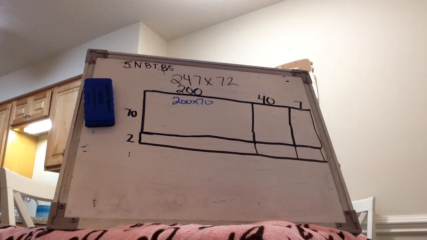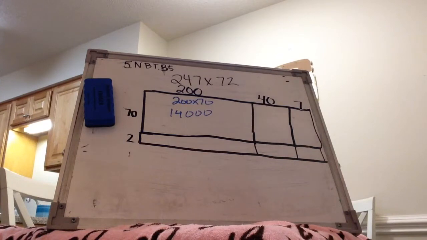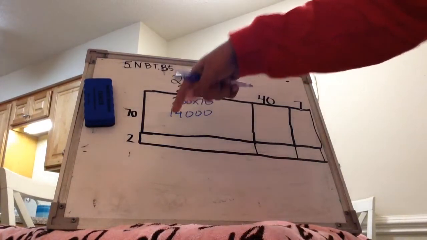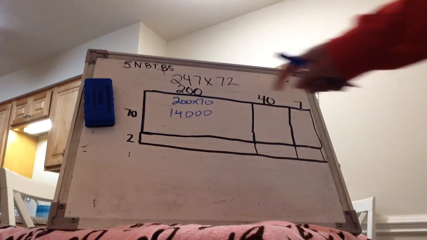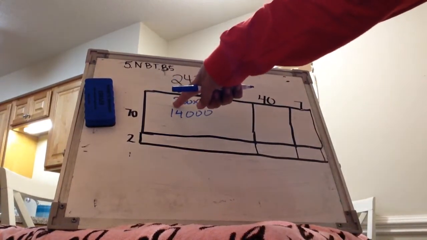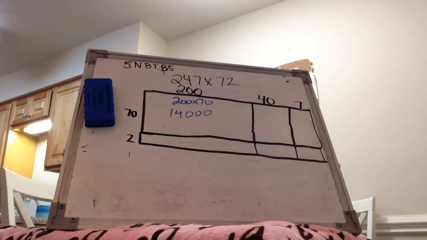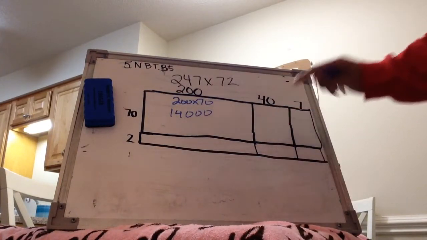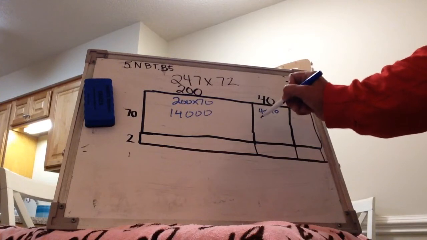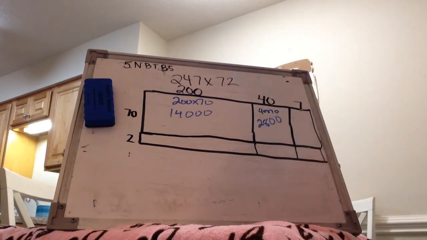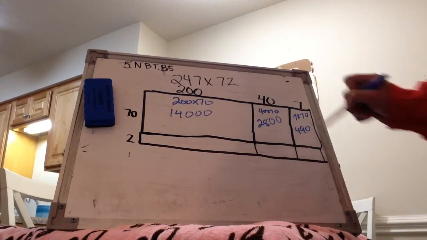And 200 times 70 is 14,000. I know a lot of people want to say it's 7 times 2, add 3 zeros. Well, yeah, there are 3 zeros, but we're not adding 3 zeros. We're actually doing 7 times 2 times 10 times 10 times 10. So it's 14,000. Then if I look here, the length is 40, the width is 70. So I'll multiply 40 times 70. That's going to give us 2,800. Then I have 7 times 70. That's going to give us 490.